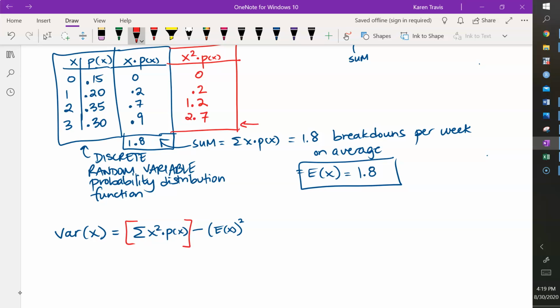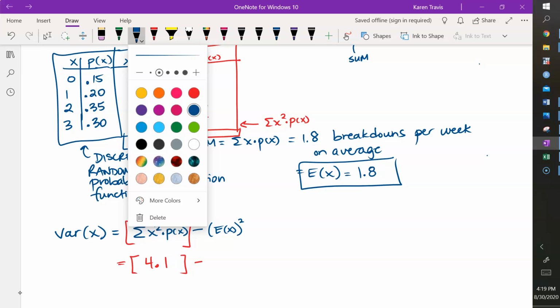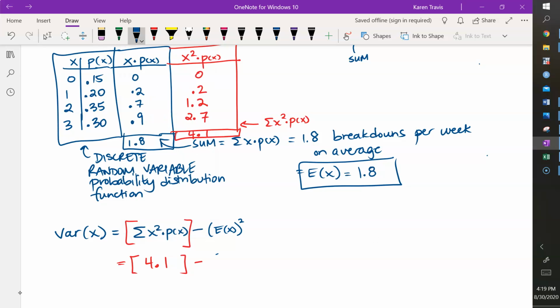So once again, we need to sum the column, and we'll get 4.1, and that is the sum of x squared times p of x. So 4.1 is that initial part, and then we subtract off what was the expected value of x, or the mean of x that we already had, which was 1.8 breakdowns on average per week, which gets squared, and the final answer becomes 0.86 is the variance of x.